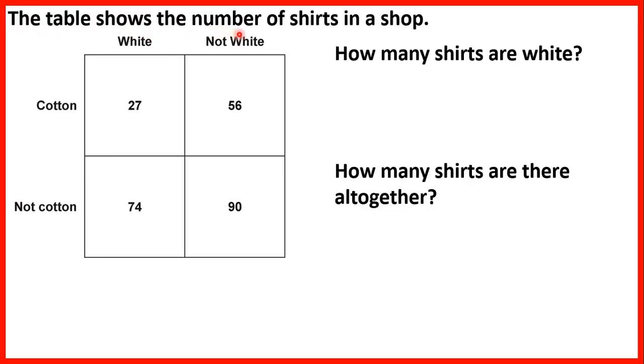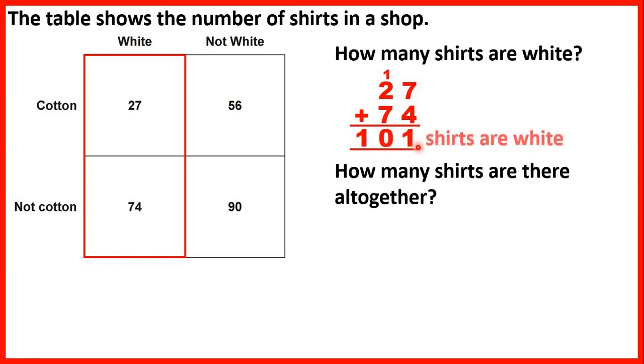The table shows the number of shirts in a shop. How many shirts are white? So we can see that on the table, white shirts are in this column here. So to find the total number that are white, we need to add the white shirts that are cotton and the white shirts that are not cotton. And 27 plus 74 is 101. So that means 101 shirts are white.